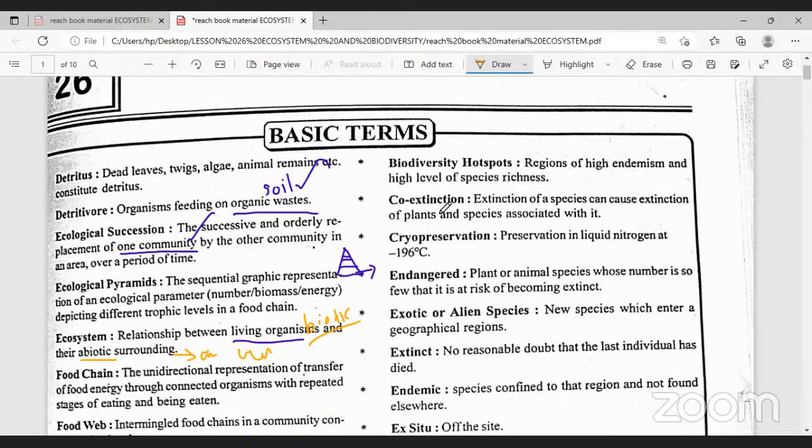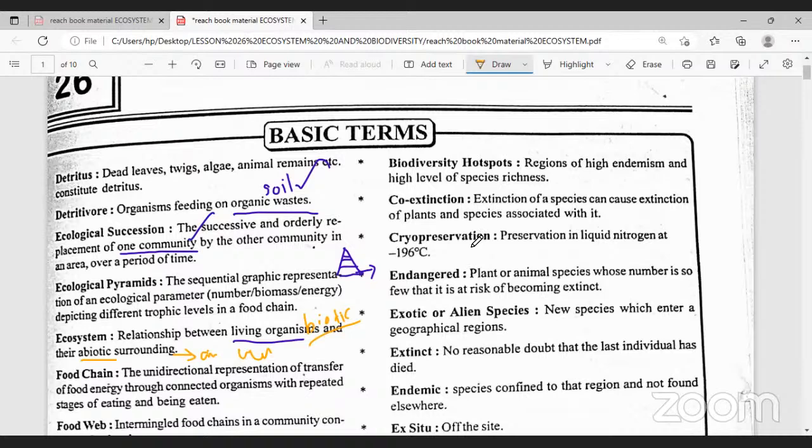And then coexistence. What is the meaning of existence? The existence of a species can cause the extinction of plants and species associated with it. What is the meaning of extinction? It can be eliminated from a particular area or particular land. That is called coexistence or existence.